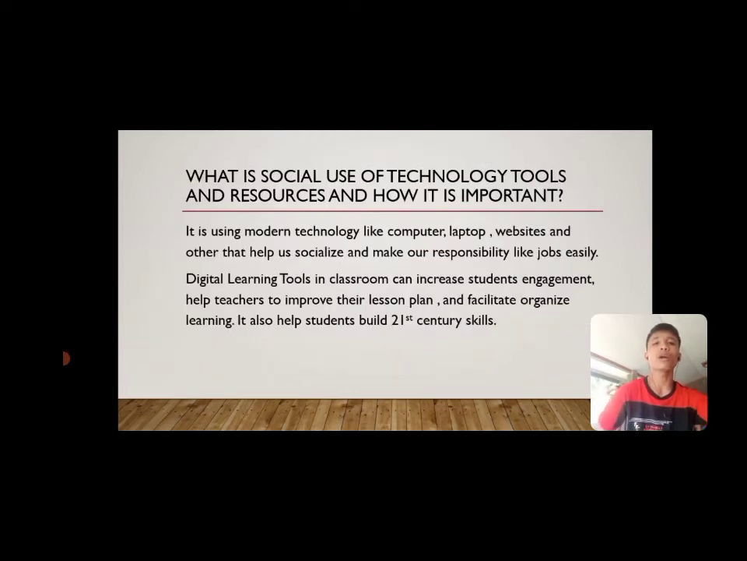So first, we are going to define what social technology tools and resources are and how important they are. So basically, social use of technology tools is using modern technology like computer, laptop, or cell phone, and any gadgets, websites, and other platforms of social media applications. And it helps us socialize and do our responsibilities like jobs easily. Digital learning tools in the classroom can increase students' engagement, help teachers improve lesson plans, and facilitate organized learning. And it also helps students build 21st century skills.